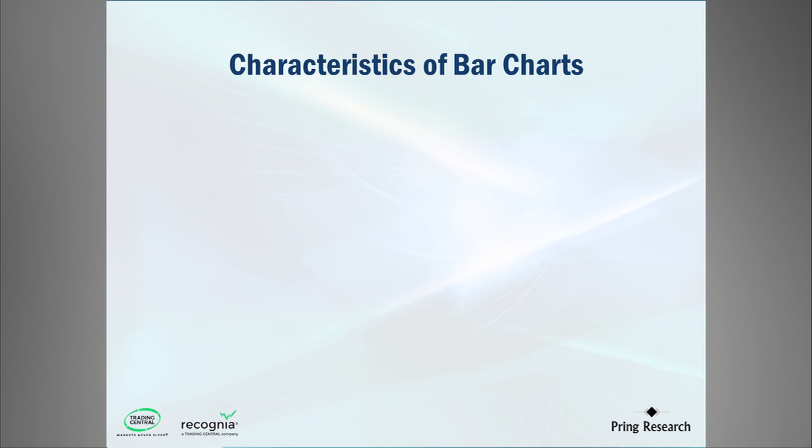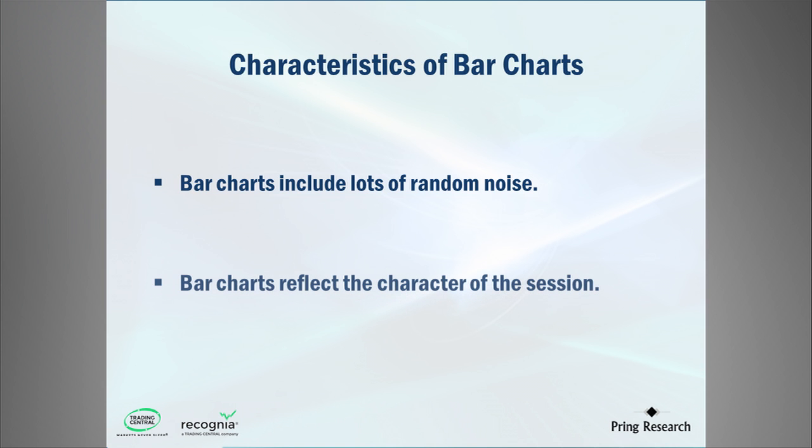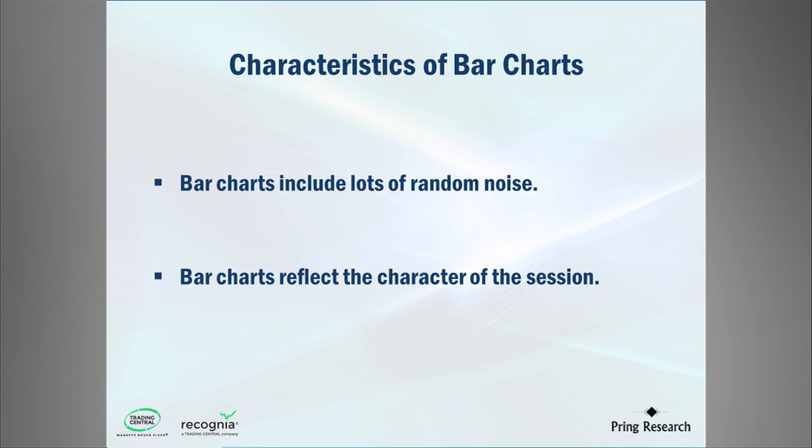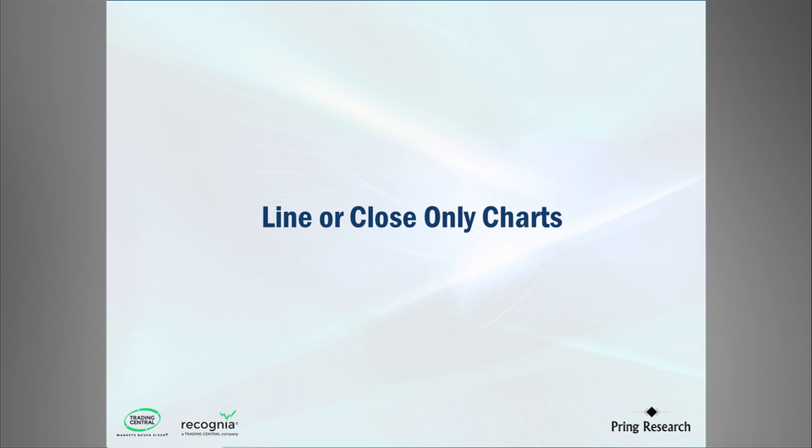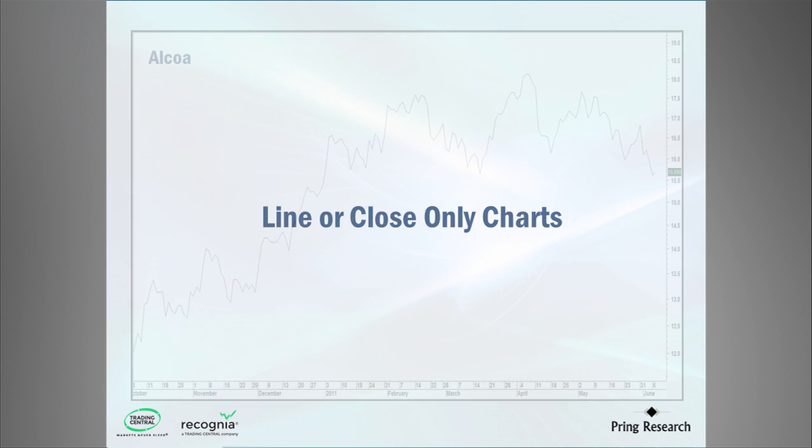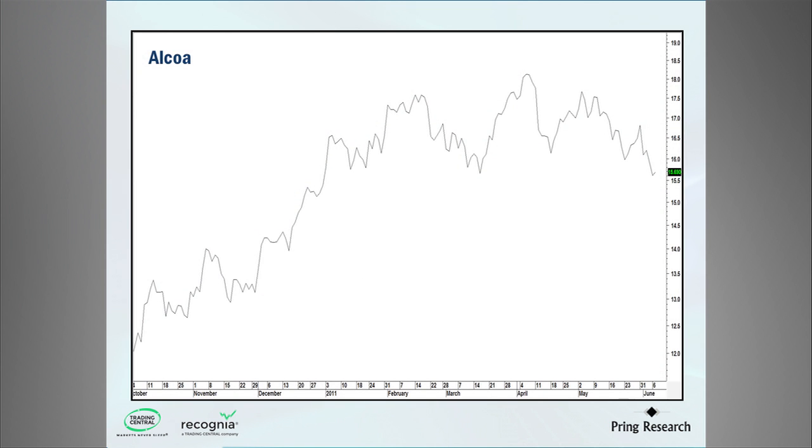The negative for bar charts is that they can include a lot of intraday random noise. But the positive is that they include the 4 points during the session, the open, the high, the low, and the close, and they therefore reflect the character of the session that they're representing. In the line or close-only style charting, the highs, openings, and lows are ignored. Only the closing prices are considered, so the continuous line joins them.